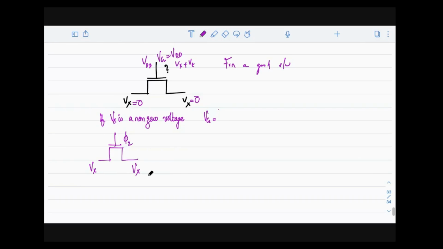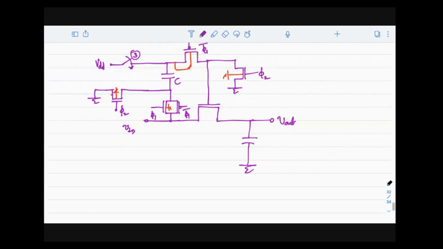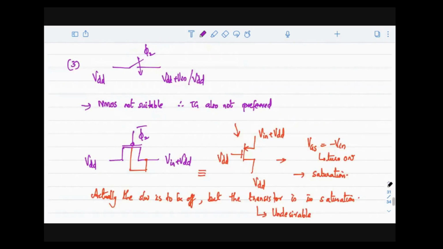Now, if your Vx is equal to 0, this phi 2 will be equal to VDD to make it a good switch. Now, if your Vx is equal to some voltage, say X voltage, so to make it a good switch, your phi 2 can actually be raised to VDD plus this X voltage. Right.